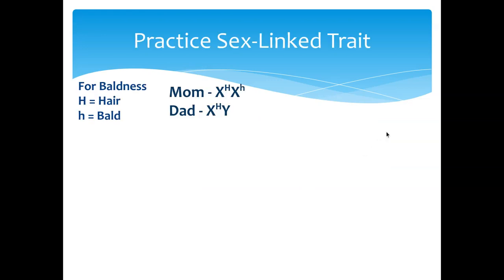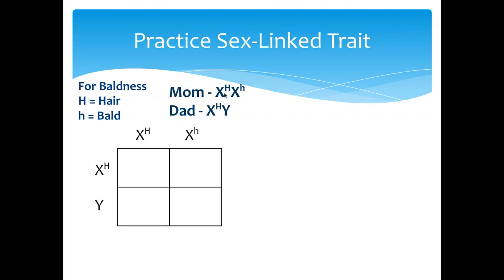Now, we're just going to do a couple examples so you can see how we do these sex-linked traits in a Punnett square. So this is our trait for baldness, where capital H is dominant for hair and little h is recessive for baldness. Here are our parents, capital H and little h on mom's X's and a capital H for dad. So mom has hair, but she's a carrier, and dad has hair. When we fill out our Punnett square, we're going to keep the X's and the Y, and remember the alleles will only be on the X's.